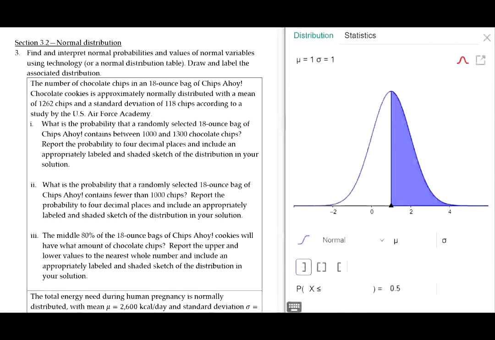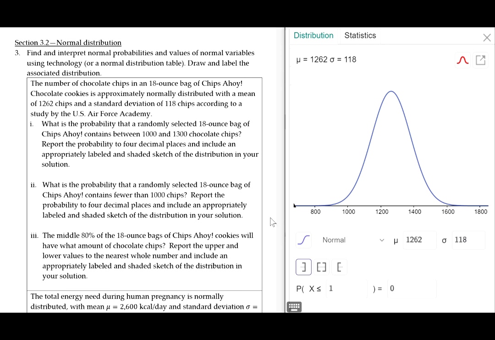I've opened up a GeoGebra window and I've opened the probability calculator function. I'm in the distribution tab and I've made sure that normal is the selected distribution from the drop-down menu. Now I need to enter mu, which is the population mean. That was given to us as 1,262 chips. I need to enter sigma, which is the standard deviation. That was given to us as 118 chips.